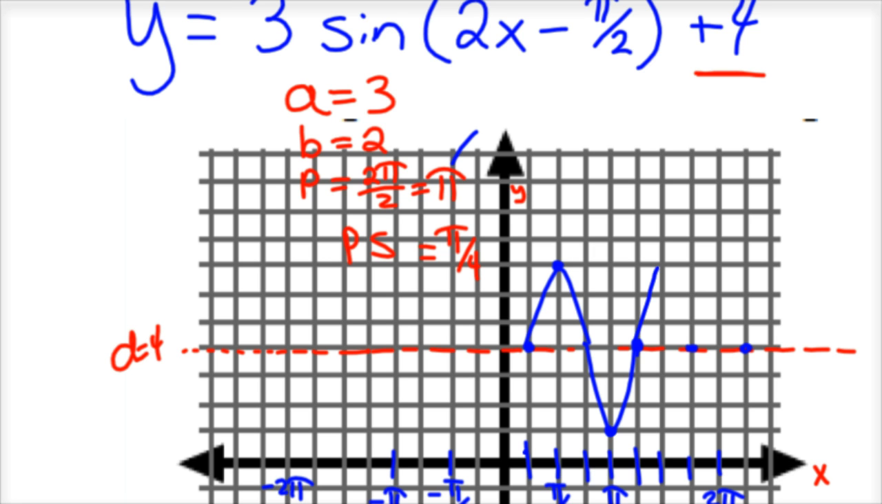So put in my marks. It's going to go up to 3, through 0, down to negative 3, and then back up again. And it's just going to keep going like that. And I'll go backwards a little bit. So at pi over 4, it's going to be at 0 here. So it's going to go down to negative 3 there, back up to 3, down to 0. And like I say, it's going to keep going like that.